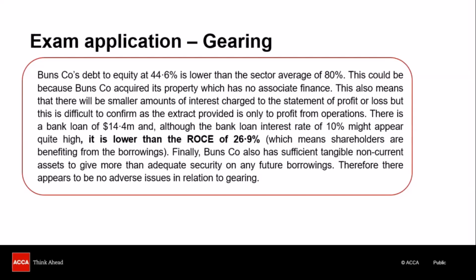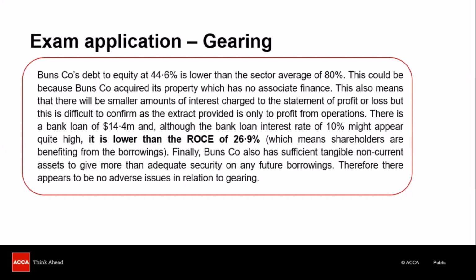So this was a very interesting point. Very few questions have covered this, so I particularly included this over here, that this is how you are going to create the linkage between the different figures. And that is what is going to get you maximum marks in your answer. Finally, Bun's company also has sufficient tangible non-current assets to give more than adequate security on any future borrowings. Therefore, there appears to be no adverse issues in relation to gearing.